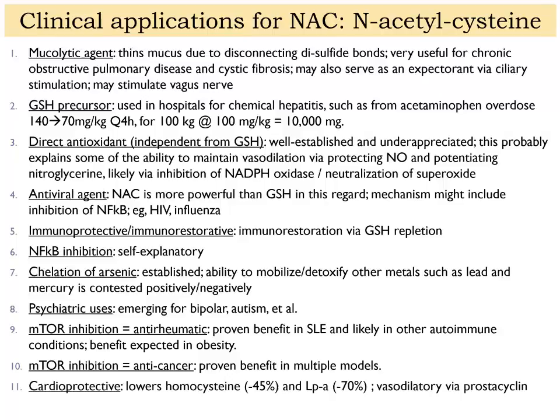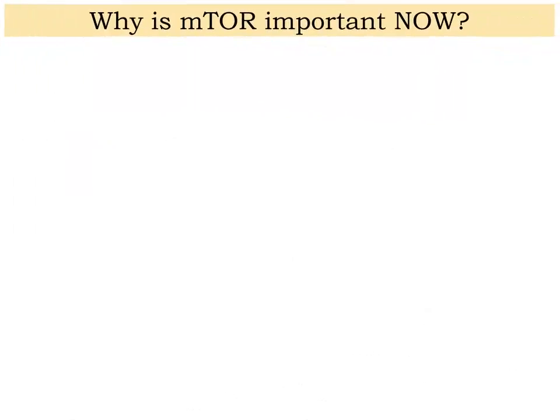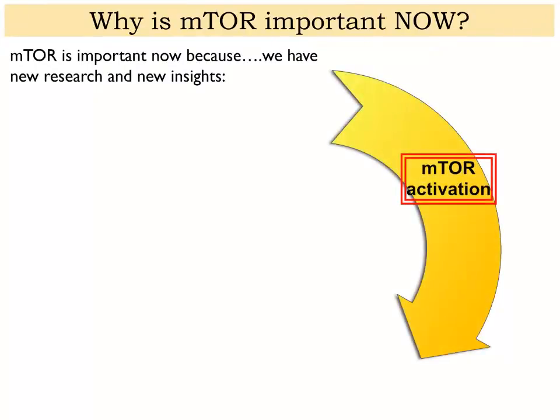NAC is also cardioprotective. It lowers homocysteine by about 45%, and Lp(a), as we call it, by about 70%. NAC is also vasodilatory via prostacyclin. And many of us know that it is renoprotective as well, causes efferent arterial vasodilation, and also increases production, as we've already said, of glutathione, and that helps to protect the kidneys, especially when people are undergoing radiocontrast studies.